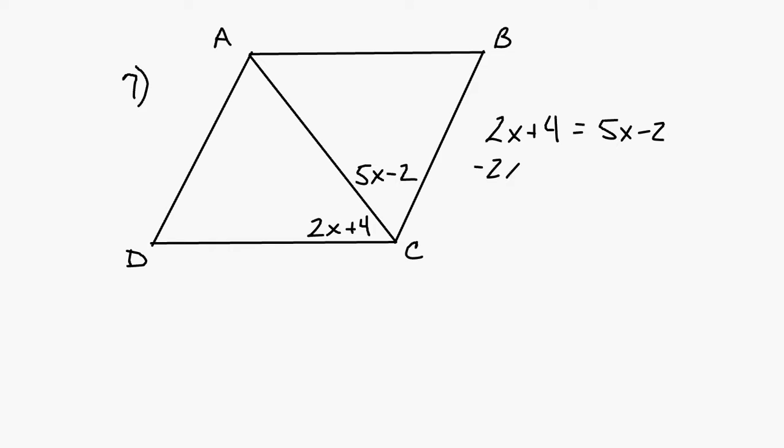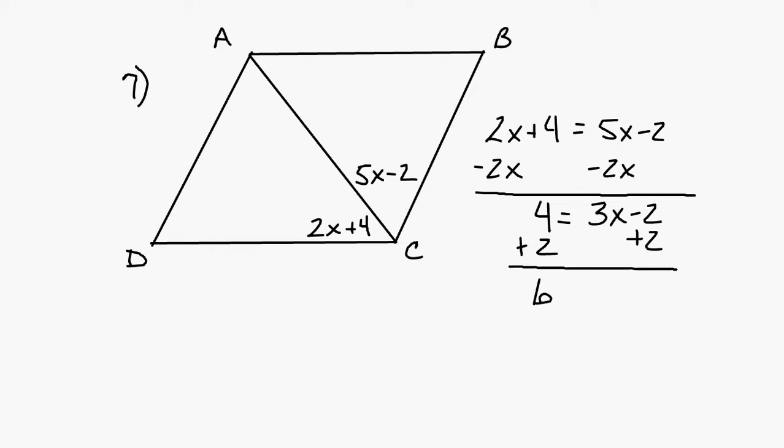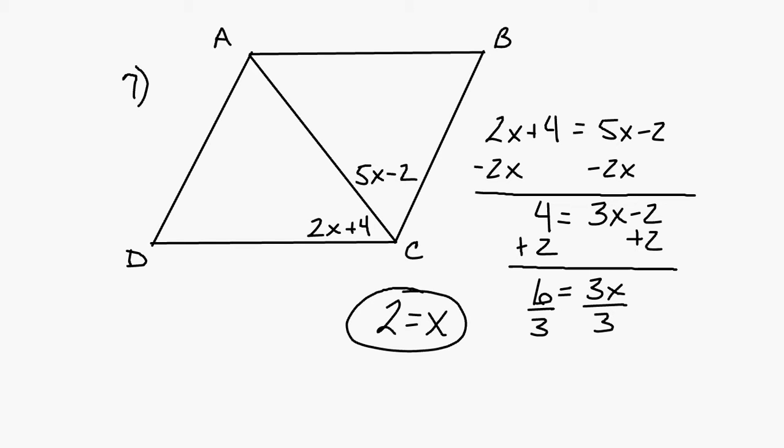And if you subtract 2x from each side, then 4 would be equal to 3x minus 2. Add 2 to each side. 6 would be equal to 3x, and you could divide each side by 3. So in this case, when 2 is equal to x, or when x is equal to 2, this shape, quadrilateral ABCD, would be a rhombus.